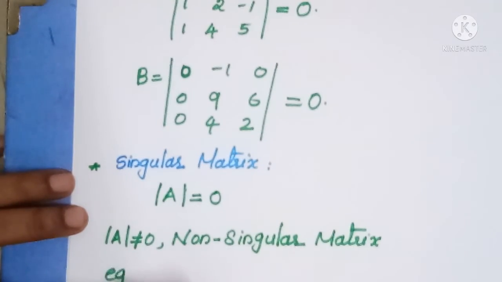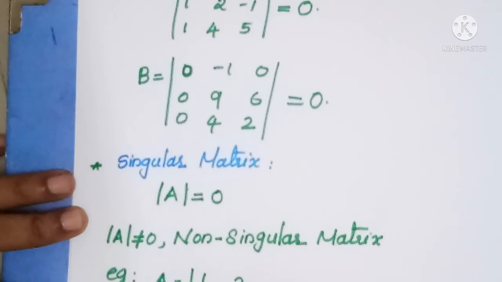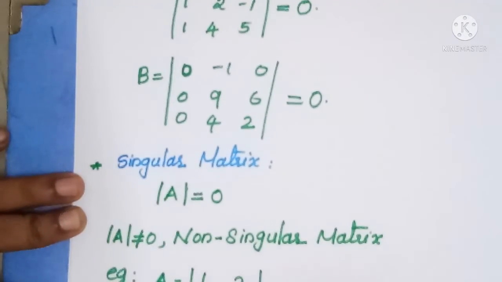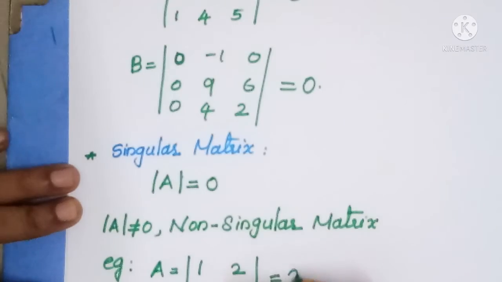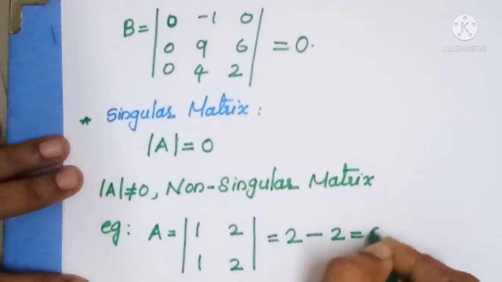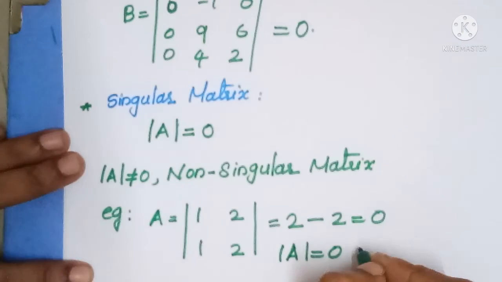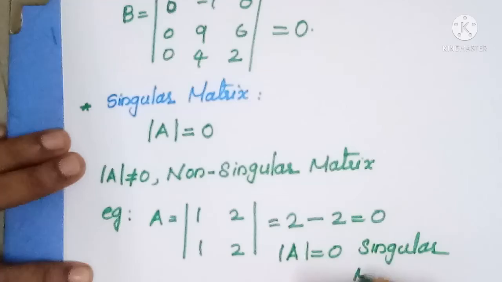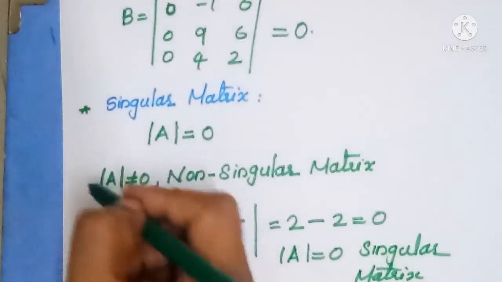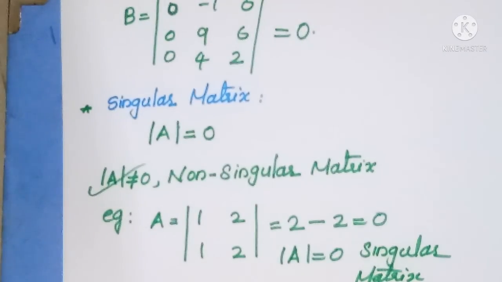We can consider one example. A is equal to [1 2; 1 2]. What is the determinant? 1 into 2 becomes 2 minus 1 into 2 becomes 2. Then what is the determinant value? Here we get determinant A is equal to 0. Then we can call this matrix a singular matrix. If determinant of A is not equal to 0, then we call that a non-singular matrix.